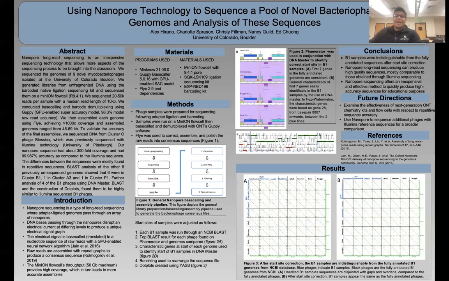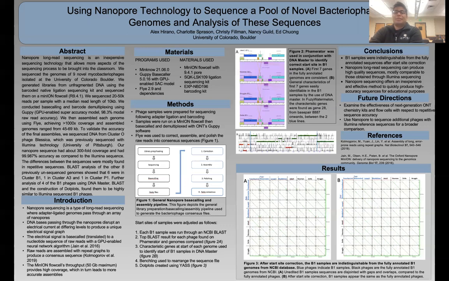Thank you, Charlotte. And just to kind of bring this all back, nanopore sequencing offers an inexpensive and effective method to quickly produce these high accuracy sequences for educational purposes. And so for some of the future directions, nanopore does have some drawbacks. Probably one of the most notable ones is that it does have issues with accuracy in repetitive regions. And we want to examine the effectiveness of next generation nanopore chemistry kits and nanopore flow cells and see if they can improve some of these known problems.